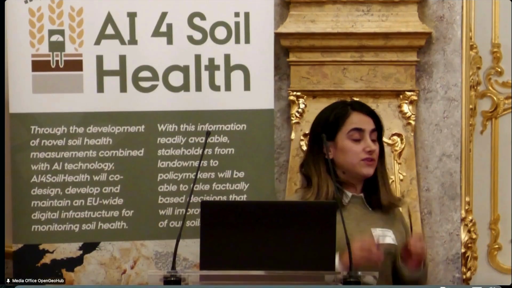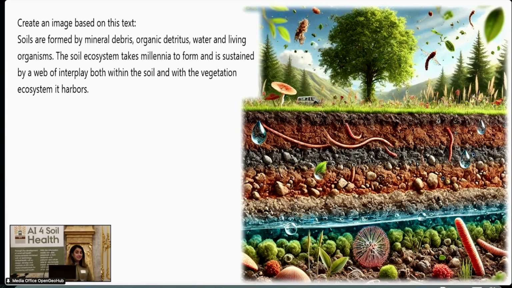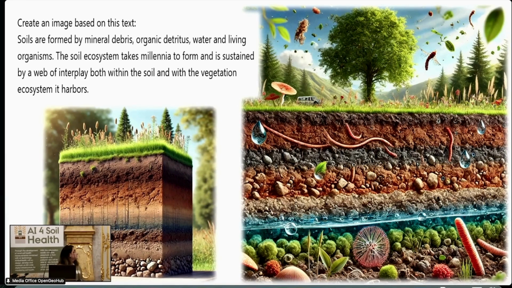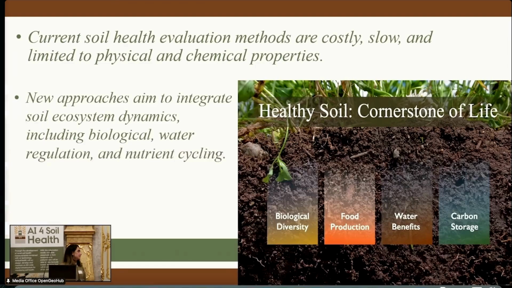First, because we are at an AI conference, I asked ChatGPT to create an image based on this definition of soil: that soils are formed by mineral debris, organic residues, water, and living organisms. And of course, we know that in reality, soil is not like that, especially the water. But I also asked how soil forms, or the soil formation. That's why it shows me this beautiful soil profile section in a natural setting. But we know in reality that soil health is not like that.